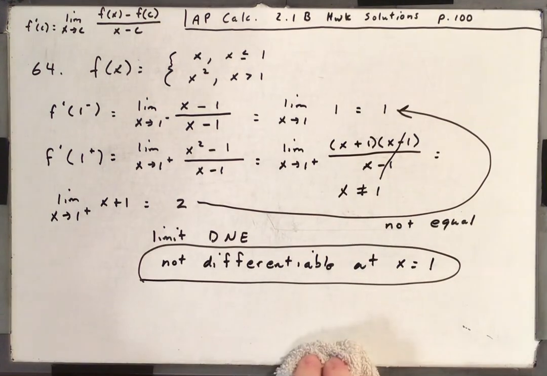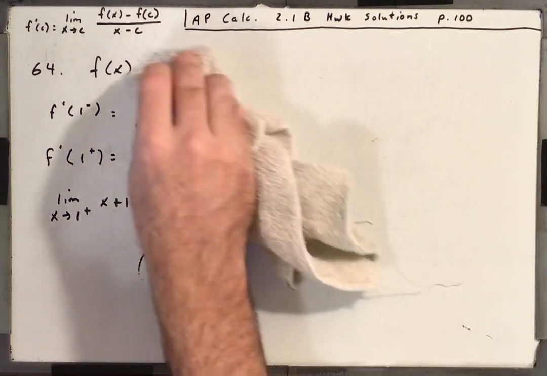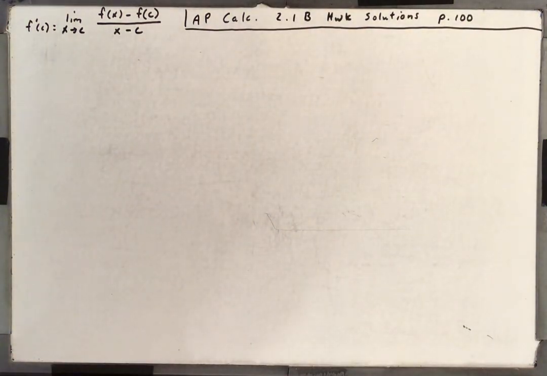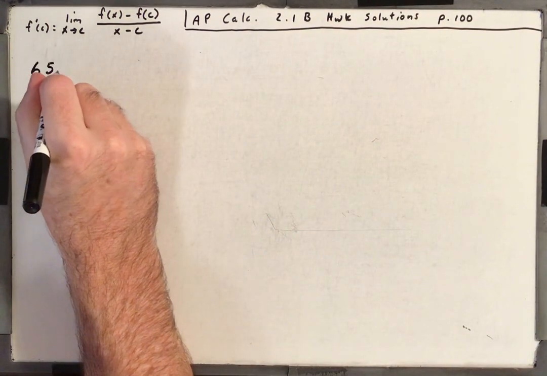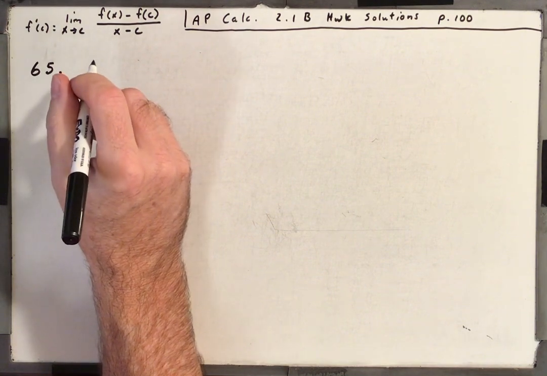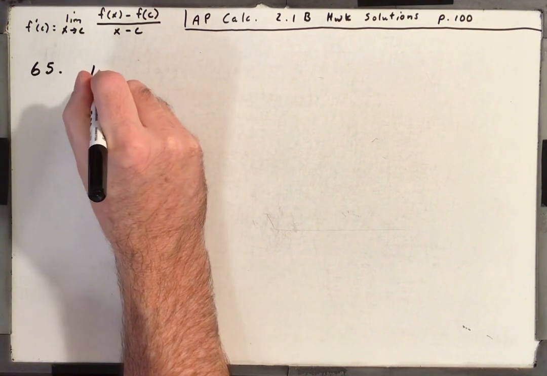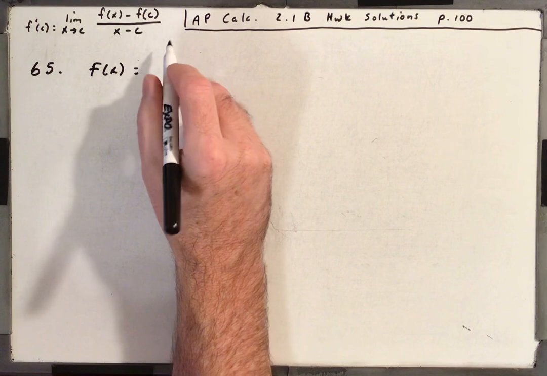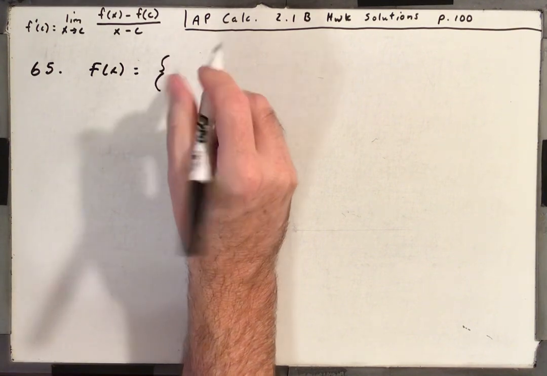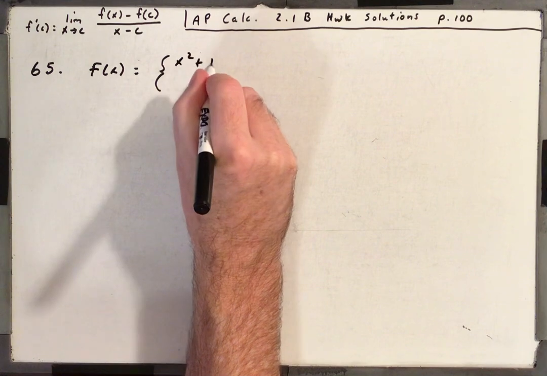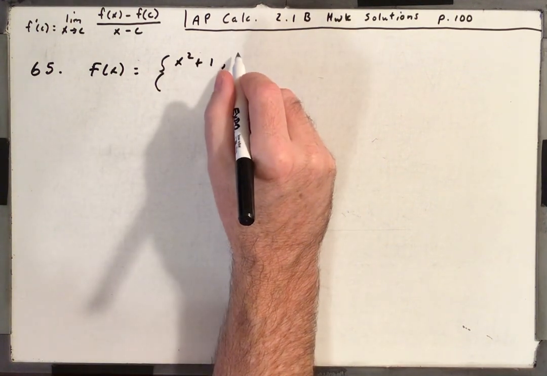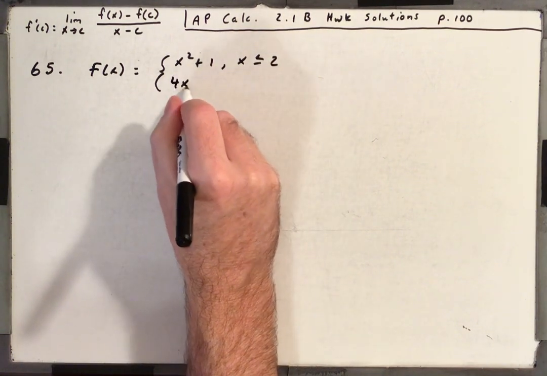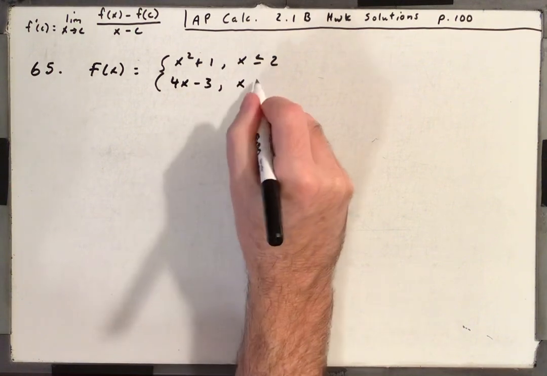All right, let's do 65. Okay, 65. This time we're going to use the same procedure. It's just this time c is 2 instead of 1. So I've got x squared plus 1 when x is less than or equal to 2. And then 4x minus 3 when x is greater than 2.